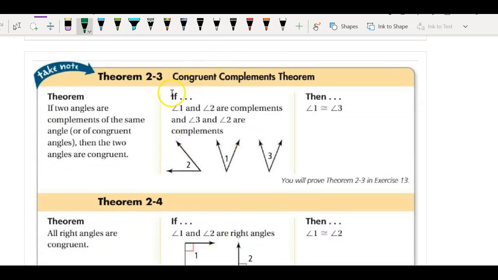Now we're going to take a look at the congruent complements theorem. If two angles are complements of the same angle, remember, angles that are complementary have a sum of 90 degrees, then the two angles are congruent. So if angle 1 and angle 2 are complements, and angle 3 and angle 2 are complements, then I know that angle 1 and angle 3 are congruent.